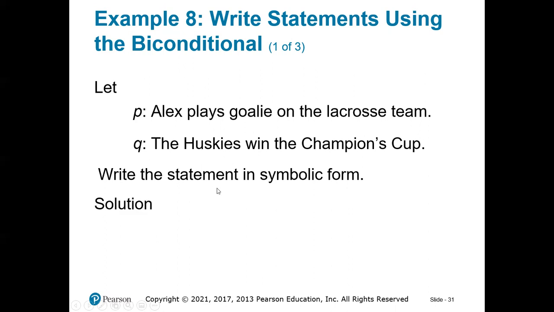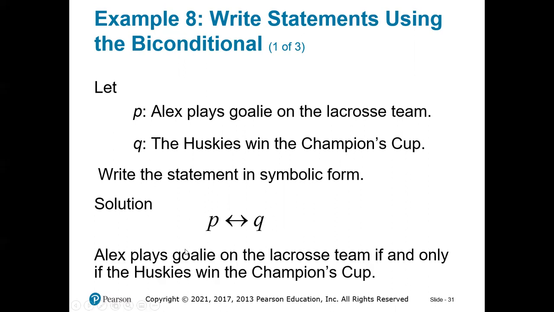Okay, so now it says write the statement in symbolic form. Well, here it says write the statement in symbolic form, which means translate this into English. What does it mean? P, well, you can say Alex plays goalie on the lacrosse team if and only if the Huskies win the championship cup. So this one here would be translated to: Alex plays goalie on the lacrosse team if and only if the Huskies win the Champions Cup.